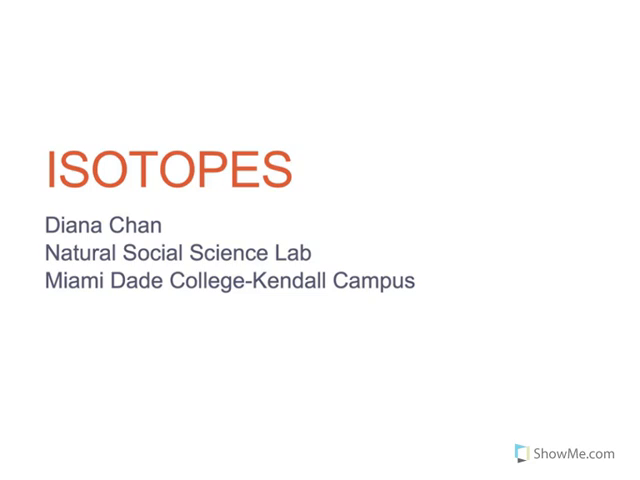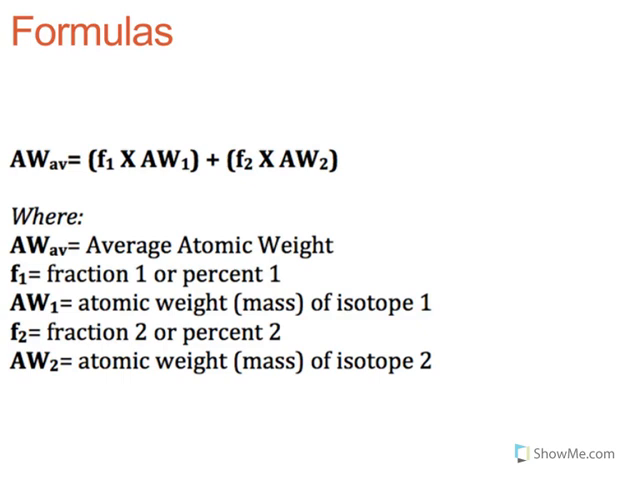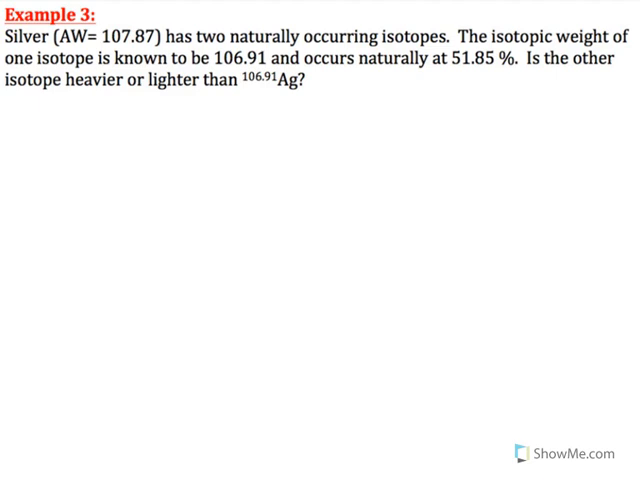In this video I'm going to work out a problem to find an isotope's atomic weight. Previously we were solving for the average atomic weight. This is the number on the periodic table. In this video we'll solve for the isotope's atomic weight, either isotope 1 or isotope 2, given the other variables. So let's just dive right into example 3.